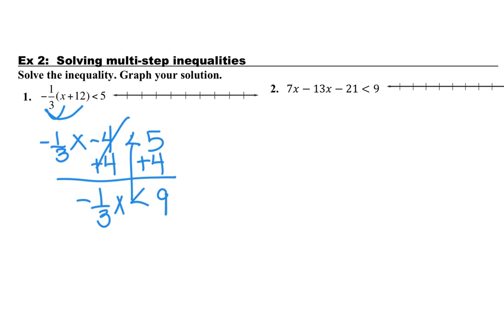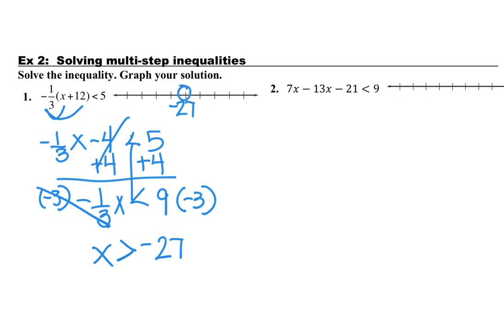So we undo multiplication by dividing. And remember, dividing by a fraction is the same thing as multiplying by its reciprocal. So the reciprocal of negative 1 over 3 is negative 3 over 1, or just negative 3. So I'm multiplying by negative 3 on both sides, and that's going to cancel that out. And because I just multiplied by a negative, I have to reverse or flip my inequality symbol, and I have x is greater than negative 27. So we're going to find negative 27 on your number line, and it's going to be open because it's just greater than, and it's going to be shaded going to the right.